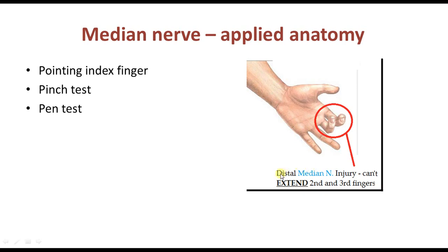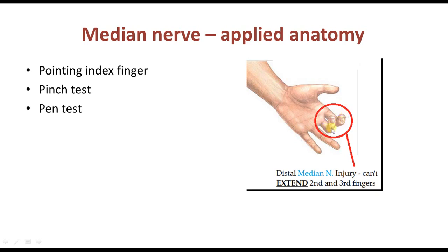When there is an injury to the distal part of the median nerve in the hand, you cannot extend the second and third finger. Why you cannot extend them is because the first and second lumbricals are involved. The action of the lumbricals is flexion at the metacarpophalangeal joints and extension at the interphalangeal joints. But you can flex, because the flexor digitorum superficialis and profundus are not affected. Only the median nerve is affected in the lower, distal area.